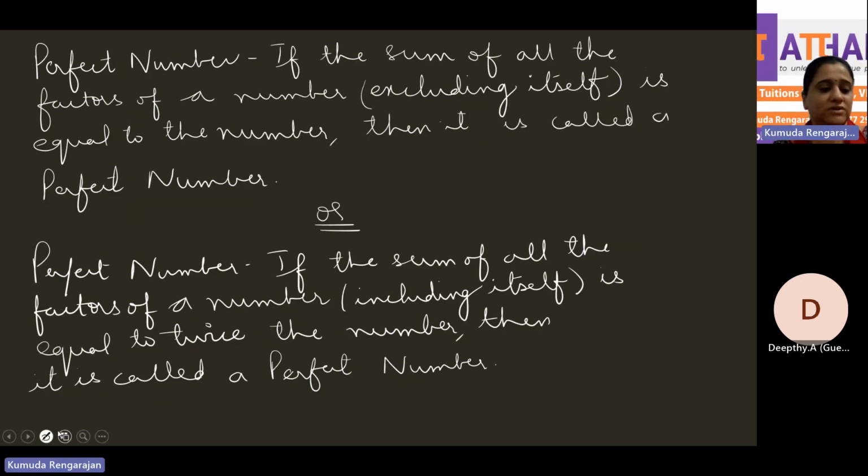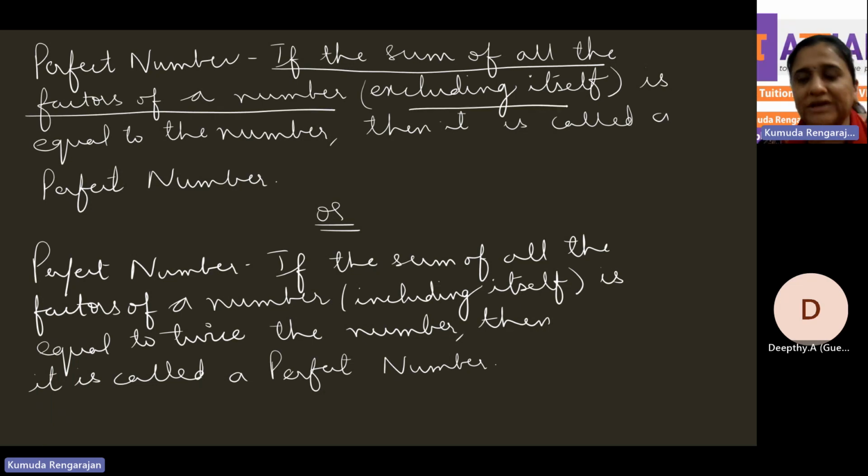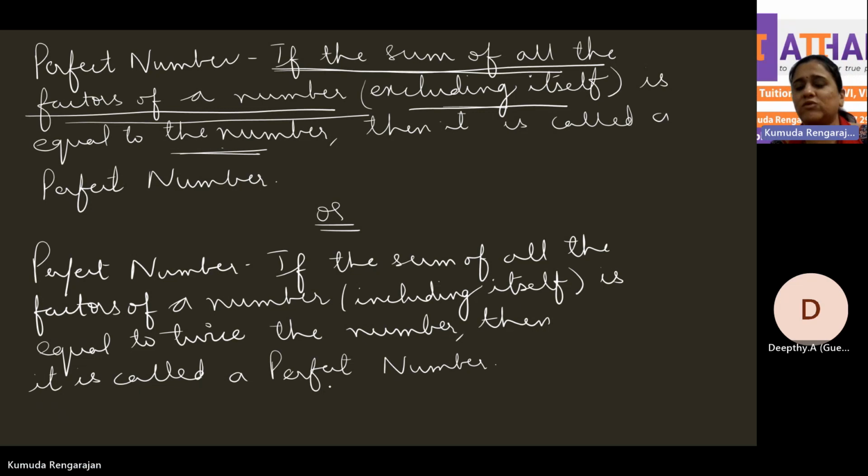See here, that's the definition. If the sum of all the factors of a number, excluding the number itself, don't include it, is equal to the given number, then it's called a perfect number. Or if the sum of all the factors of a number, including itself, is equal to twice the number, then it is called a perfect number. Both are fine.